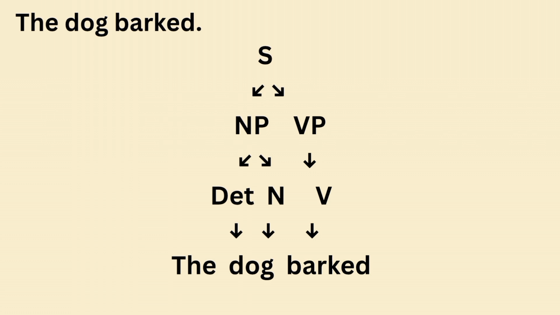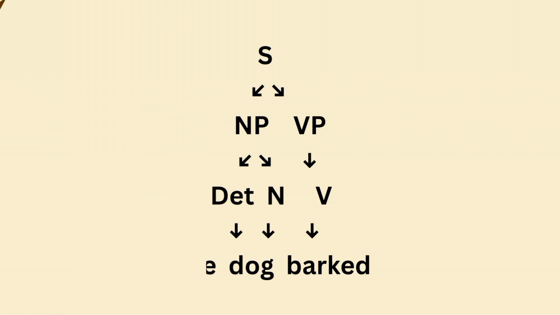In the tree diagram, the sentence, or the S, branches into the noun phrase, or the NP, for the subject, and the verb phrase, or the VP, for the predicate. The noun phrase further branches into the determiner, which is "the," and the noun, which is "dog." The verb phrase only has the verb "barks." That's how we see the basic structure of a simple sentence.